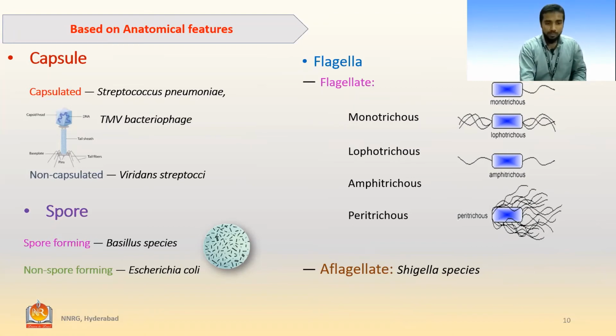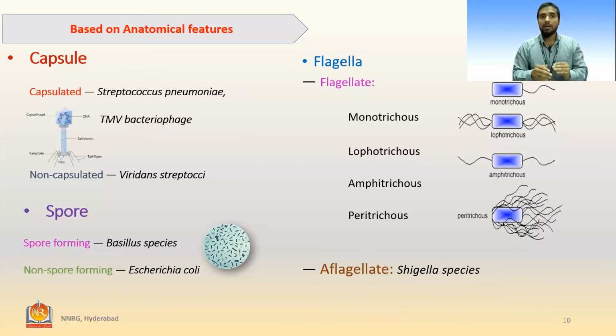So based on anatomical classification, first is capsule. Certain bacteria have a capsule, whereas certain don't have that capsule. The earlier image that we have seen, it has a capsule within it, but the structure is different. And from the intermediate that we have studied, the TMV bacteriophage, it has a hexagonal shape of capsid. You can see here TMV bacteriophage. This is the capsid which contains the DNA, right? So this is the capsid. Such capsid are present in some bacteria, and for some bacteria it is absent.